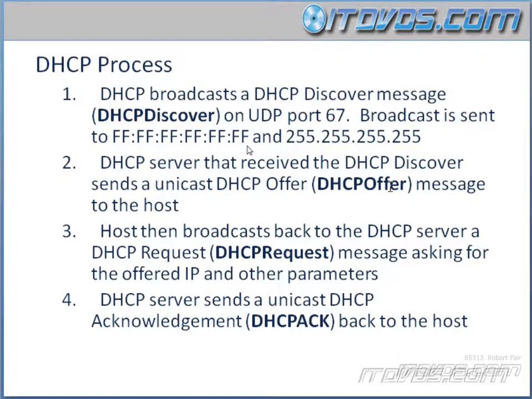Now, if we remember our DHCP process, the DHCP client broadcasts a DHCP discover message out, trying to look for a DHCP server. It broadcasts out on 255.255.255.255. The DHCP server gets it, sends back a DHCP offer. Then the client, again, sends back a DHCP request saying, all right, give me an IP address and any other parameters. And then the DHCP server sends back an acknowledgement to the DHCP client. So we should see that.